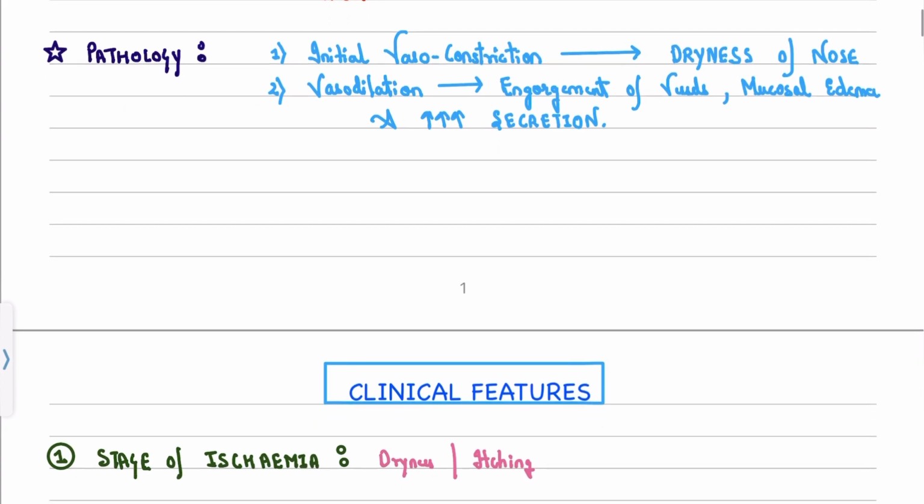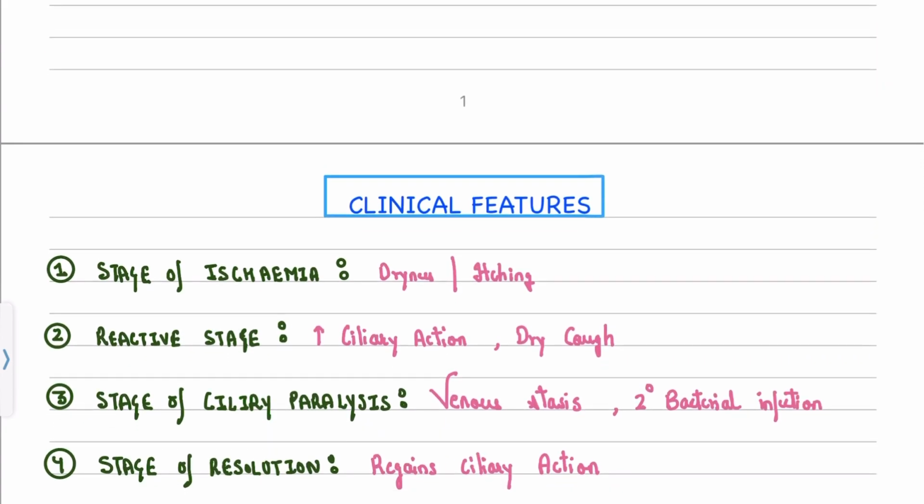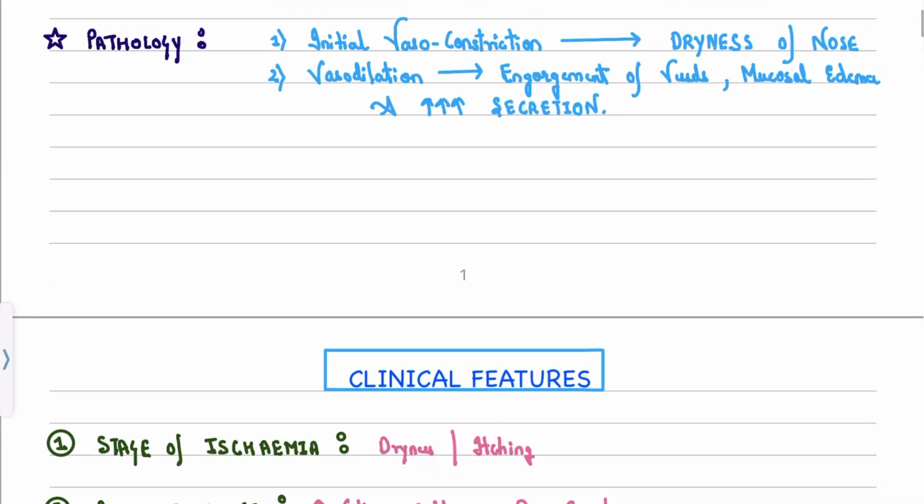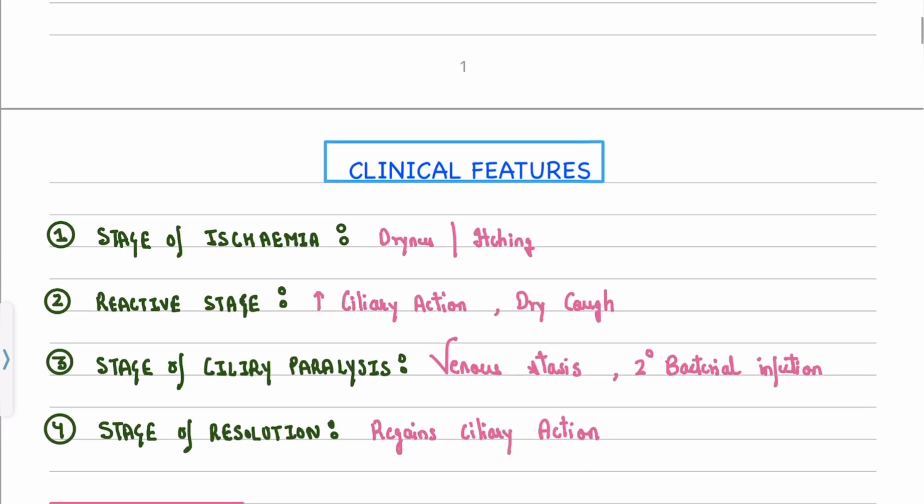Let's move ahead. The clinical features of coryza or common cold are divided into 4 stages. First, we have the stage of ischemia, in which we see dryness and itching. We have already explained why it happens: it is because of initial vasoconstriction. The next stage is the reactive stage. In this, there is a reflex increase in ciliary action, and we also see a dry cough. The third stage in coryza is the stage of ciliary paralysis, following the hyperexcitatory stage.